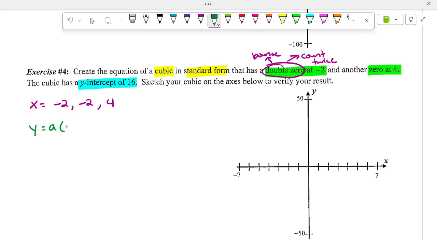X plus 2, good. So I'm going to write that twice because I have to count it twice. What about 4? What's that as a factor? X minus 4.